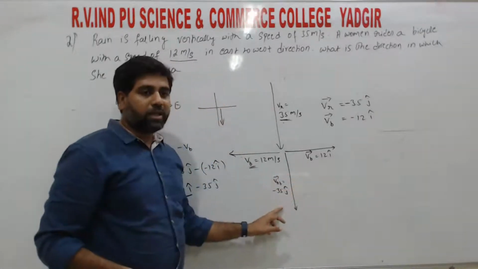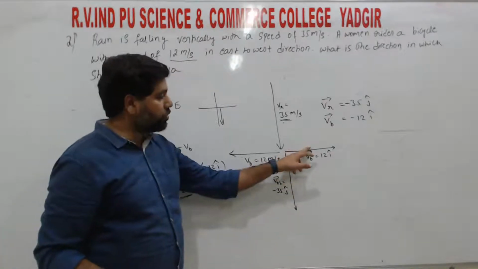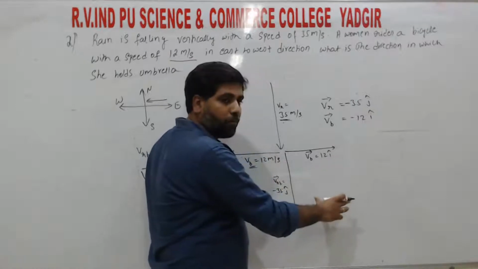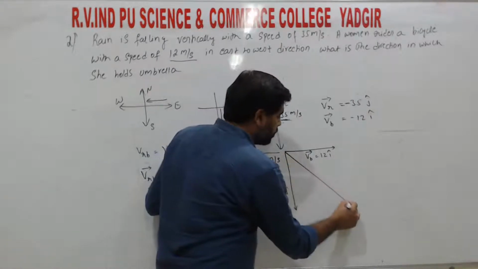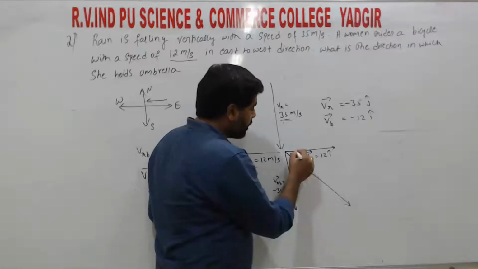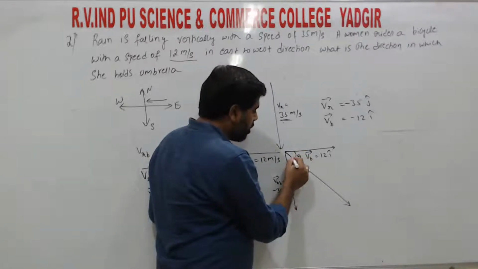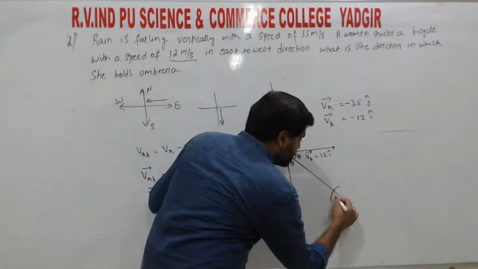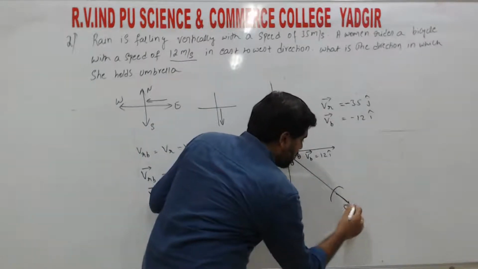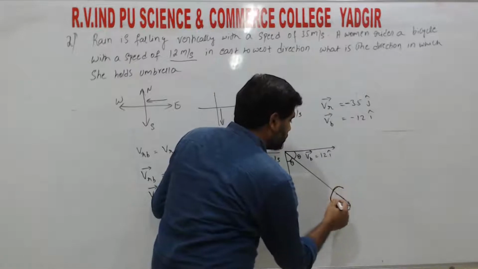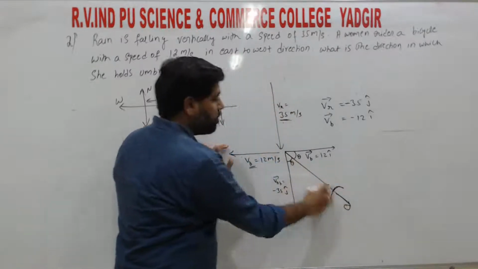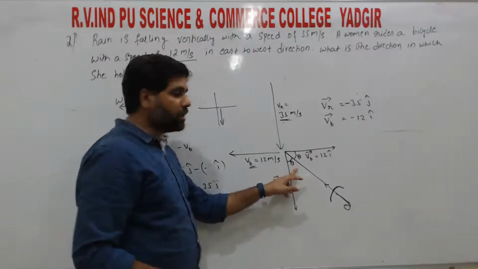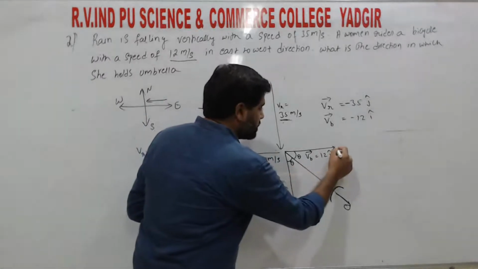Again, by the parallelogram law of vector addition, this is one vector, another vector. If we complete this, we get one parallelogram. So the resultant will be in this direction, right? You can take angle theta either here or here. In this direction she is holding the umbrella. So directionally she holds the umbrella, right? For that we need to find the angle theta.